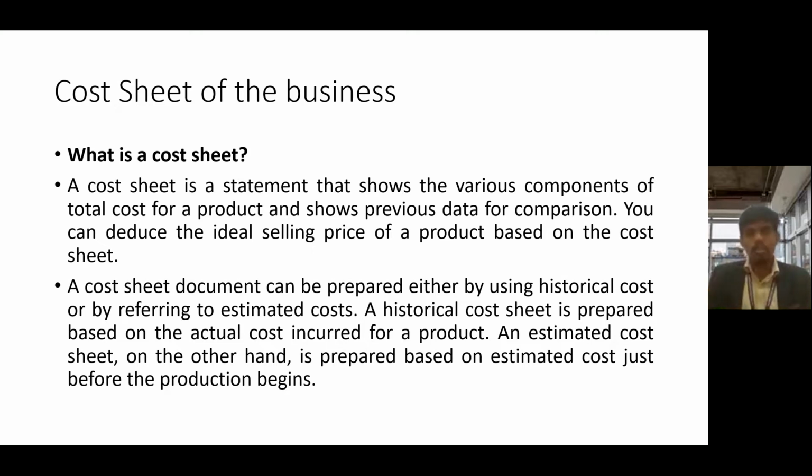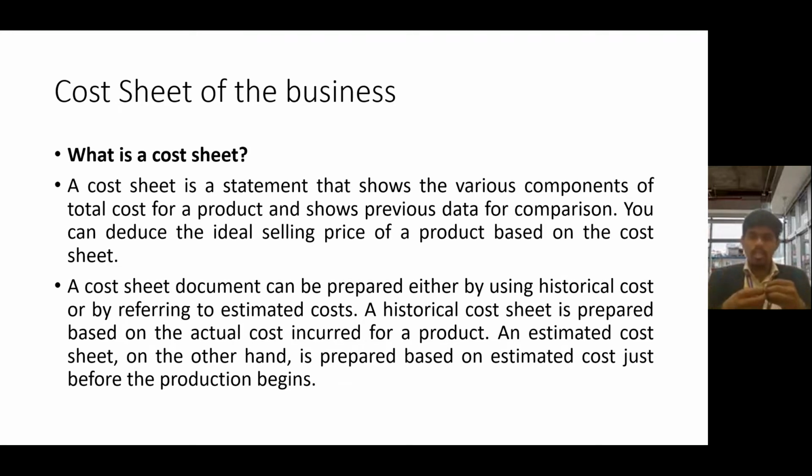A cost sheet document can be prepared either by using historical cost or by referring to estimated cost. A historical cost sheet is prepared based on the actual cost incurred on a product. So whatever cost we are actually incurring in reality for a product, based on that this cost sheet will be prepared.